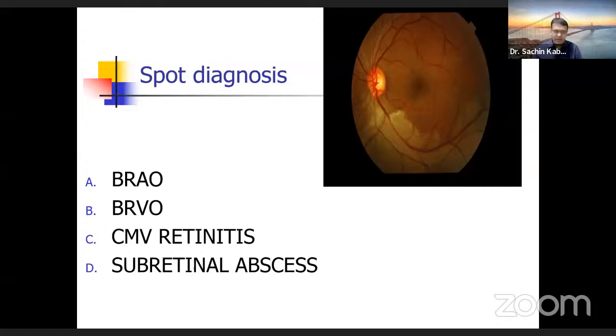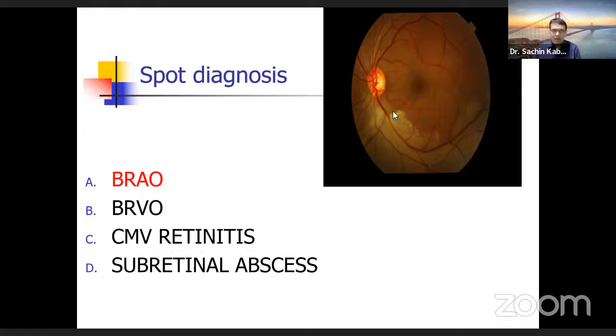Okay, the time is up. Answer: branch retinal artery occlusion. You can see a clot there in the disc along with the artery occlusion. You can see a whitish patch, a sectoral patch. Again, a very, very simple, straightforward diagnosis.